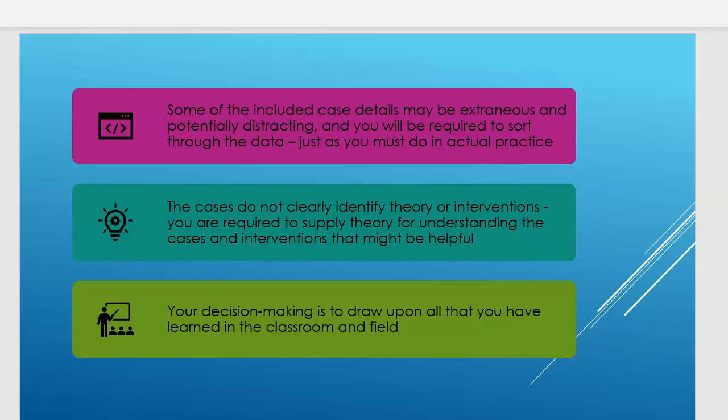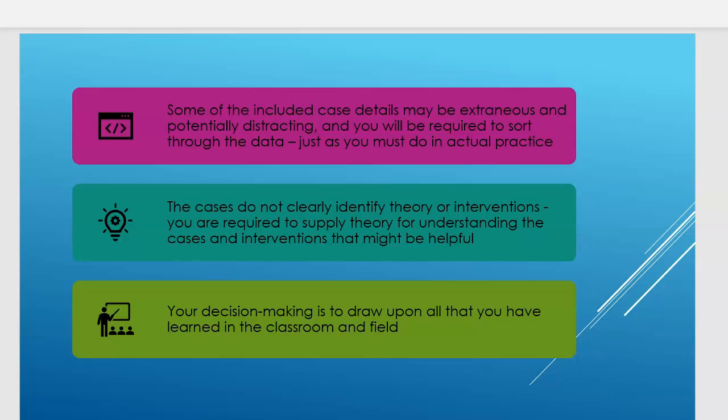So one of the things you're required to do is to sort through all the data that's presented in the case. Just as you do in actual practice, when you're doing your assessment and you're gathering all of the information, you need to sift through it. You need to use your best judgment and decide what's really important here. What do I have to work with?